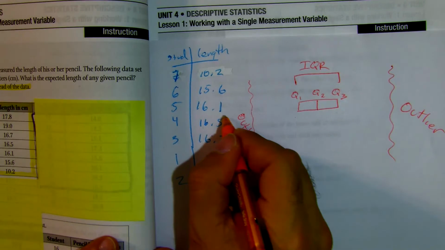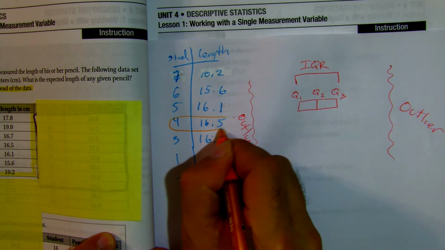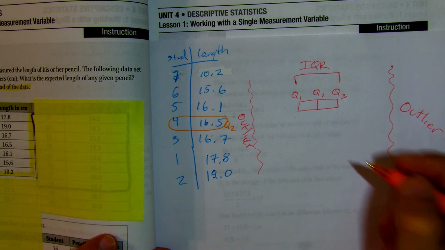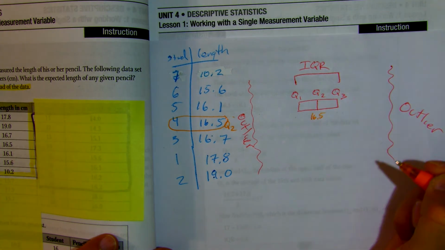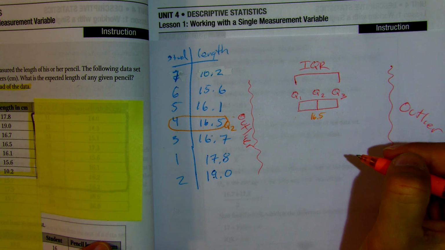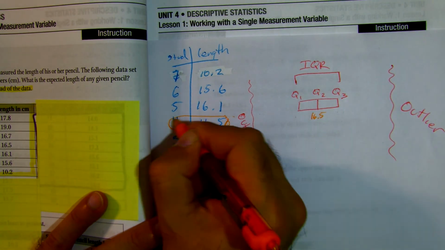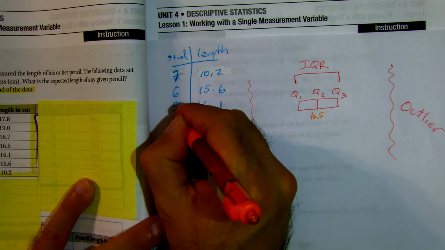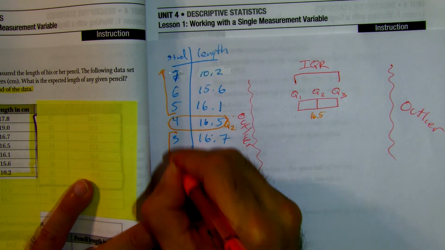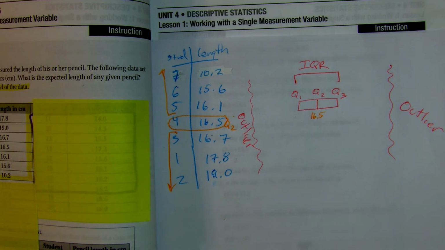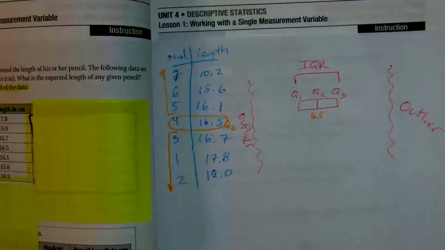So look, the middle is Q2. That's our median, 16.5. All right. And then I look, and because an actual data point was the median, I just have to look at the data points below that and above it. I don't count that student 4 twice. If I included it in the lower and the upper, I would be counting it twice. We don't want that. So I just look at the data points that were not included.